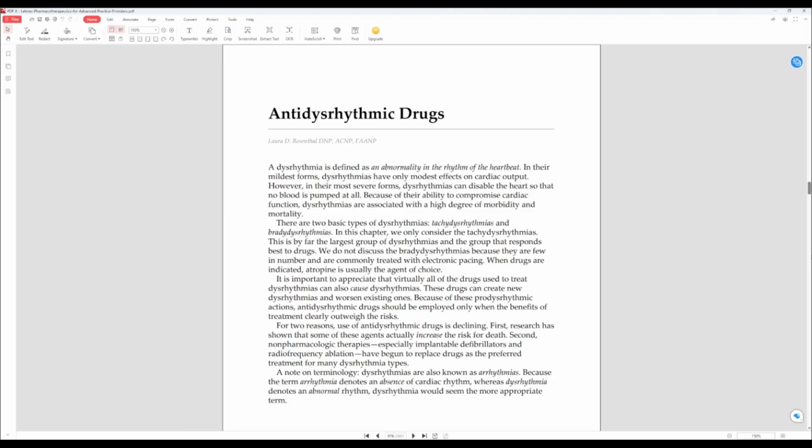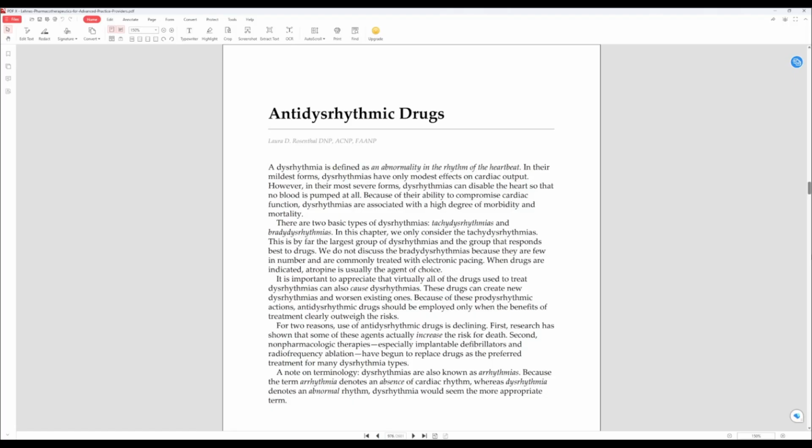There are two basic types of dysrhythmias: tachydysrhythmias and bradydysrhythmias. In this chapter, we are only considering the tachydysrhythmias. This is by far the largest group of dysrhythmias, and the group that responds best to drugs. We do not discuss the bradydysrhythmias because they are few in number and are commonly treated with electronic pacing. When drugs are indicated, atropine is usually the agent of choice.